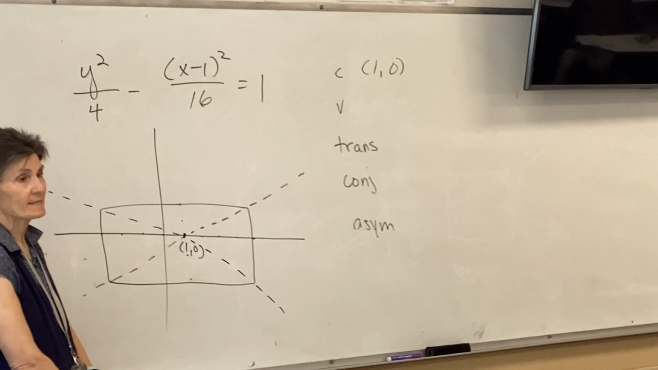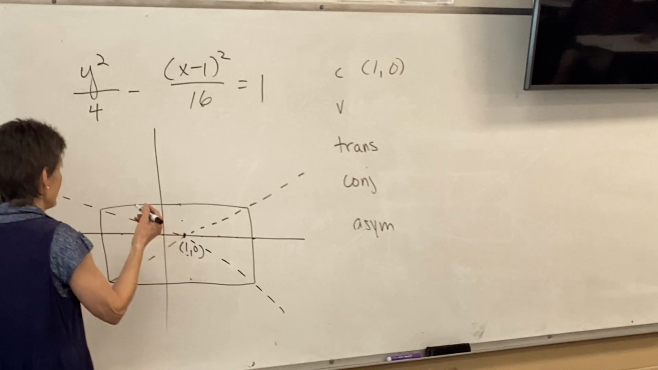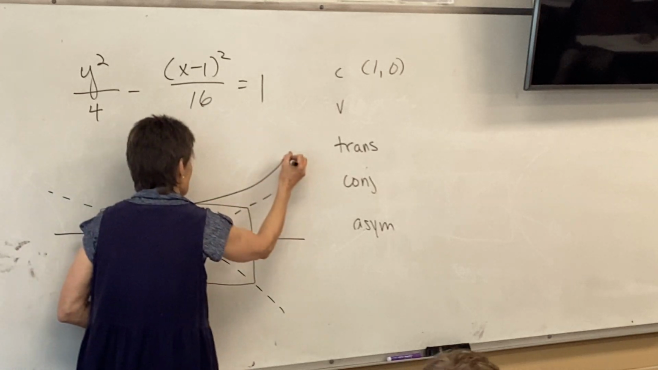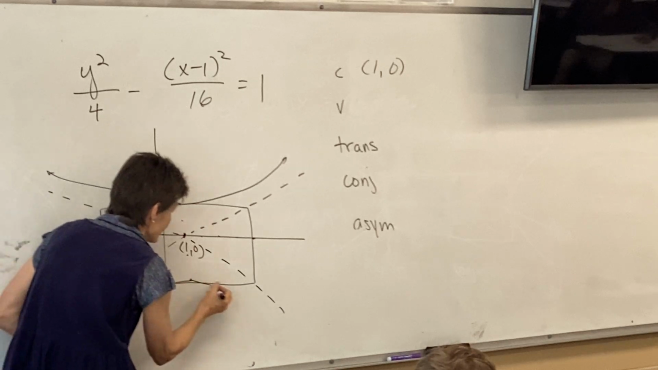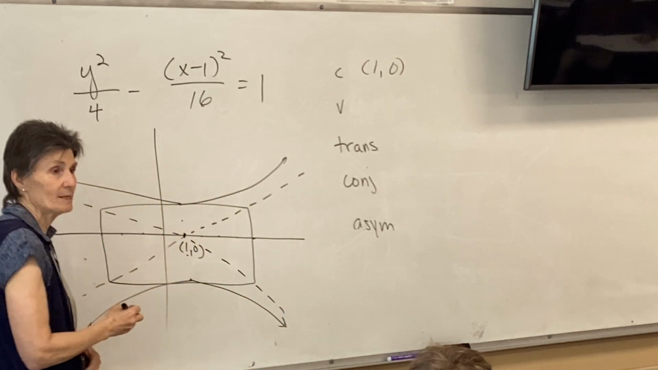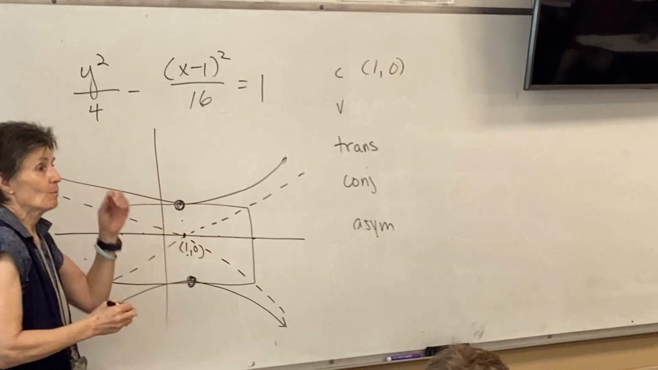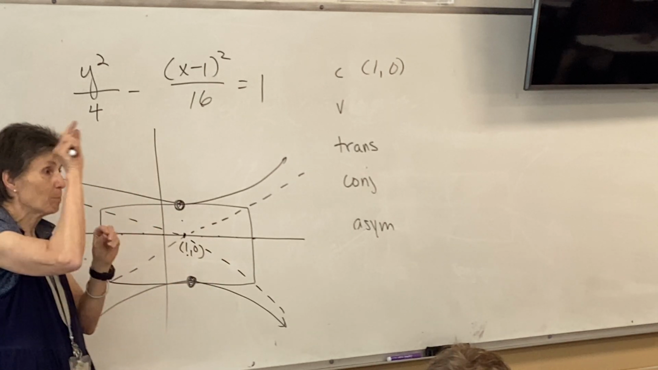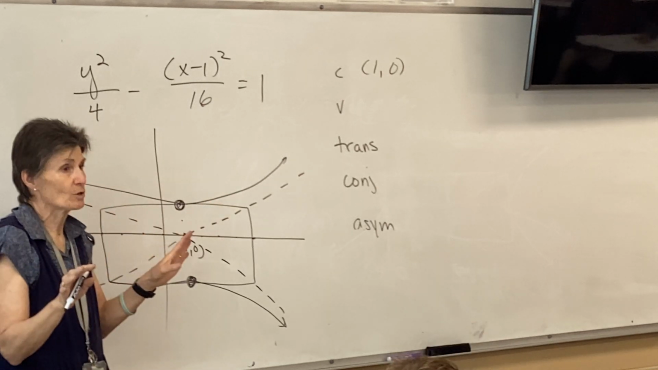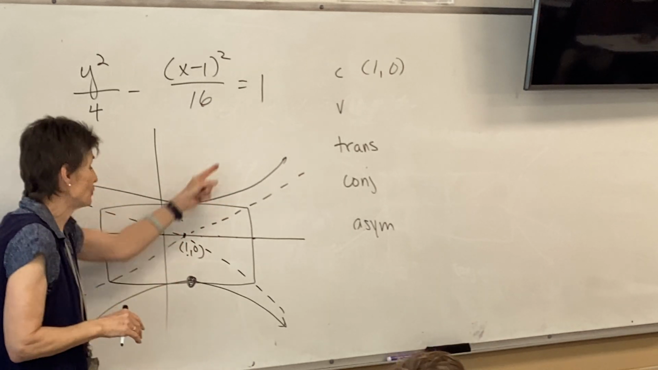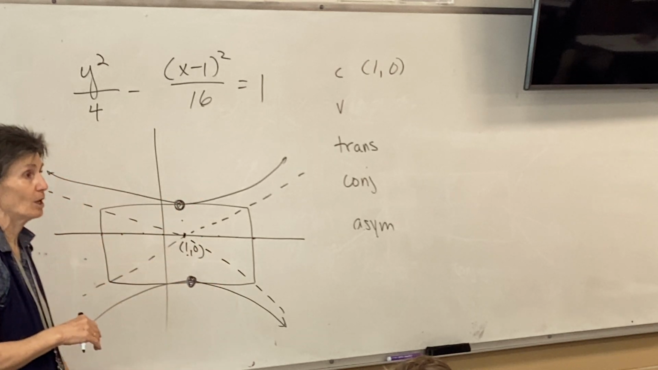Which way does this open? Up and down, right, vertically? So I'm going to go ahead and sketch it in. Now, as soon as I determine that that's how it opens, then these 2 points become important. Remember, when you built your box, you plotted 4 points, 2 this way, 2 this way. Not all of those are important. These 2 are the important ones because that's the way your hyperbola opens.